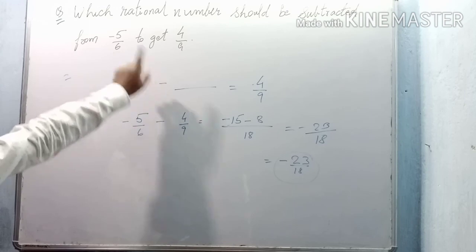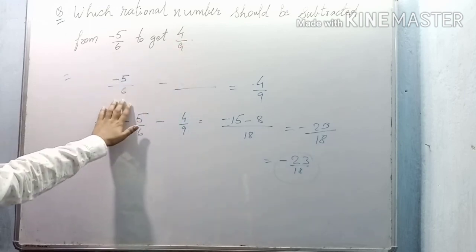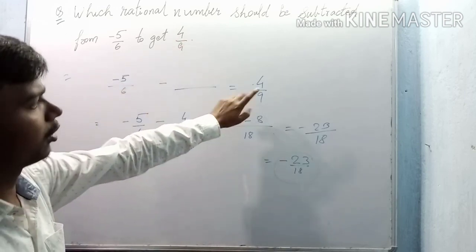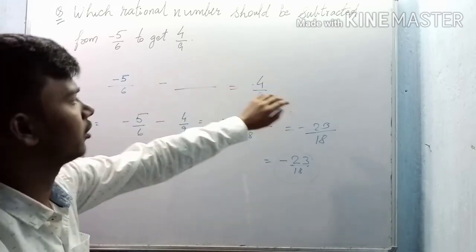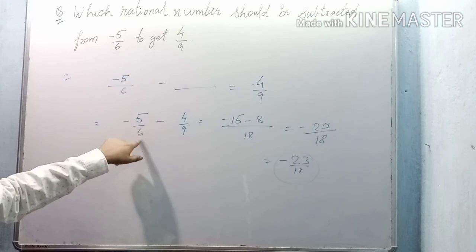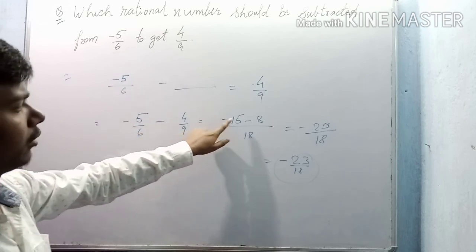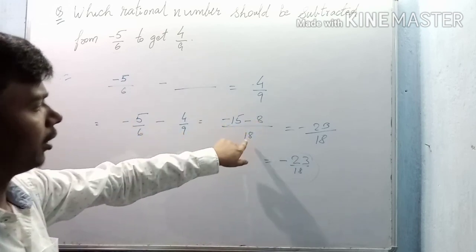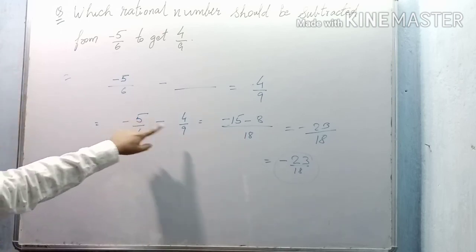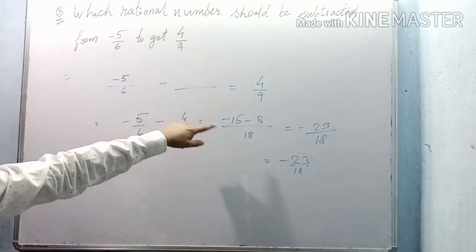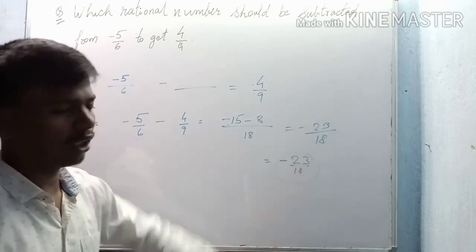The question was asking which rational number should be subtracted from minus 5 by 6 to get 4 by 9. So what we have done: 4 by 9 we have taken this side and this we have taken this side, because the minus sign was there. So minus 5 by 6 minus 4 by 9 equals minus 15 by 18 minus 8 by 18, because the LCM was 18. So 6 3s are 18, 5 3s are 15, and 9 2s are 18, and 4 2s are 8. So minus 23 by 18 is the answer.